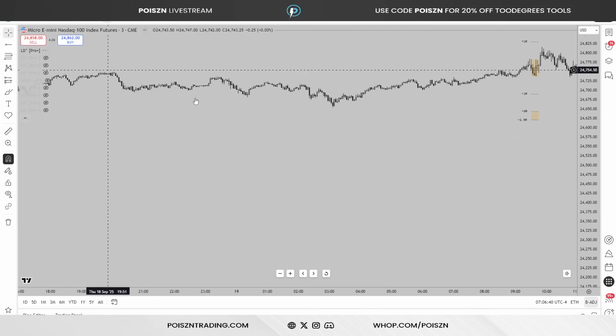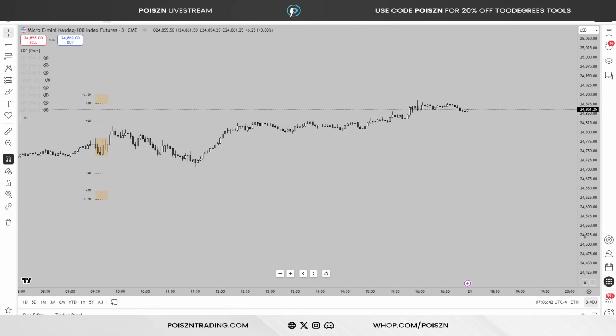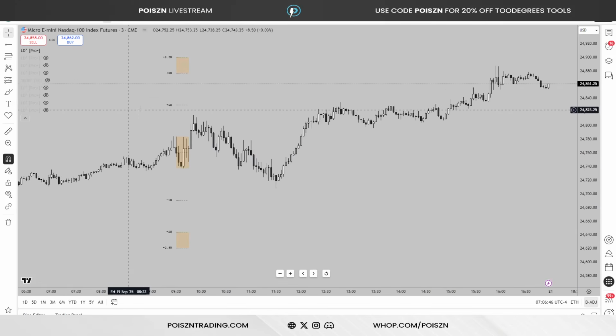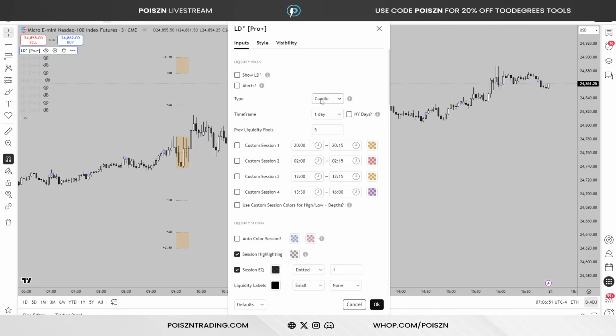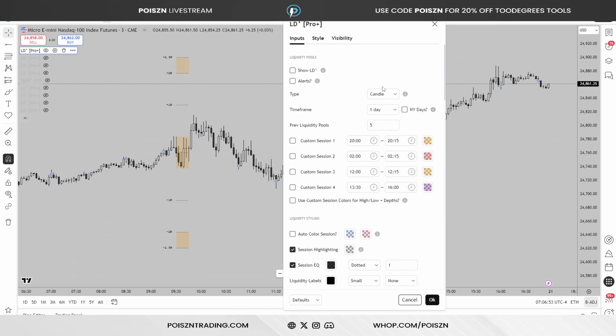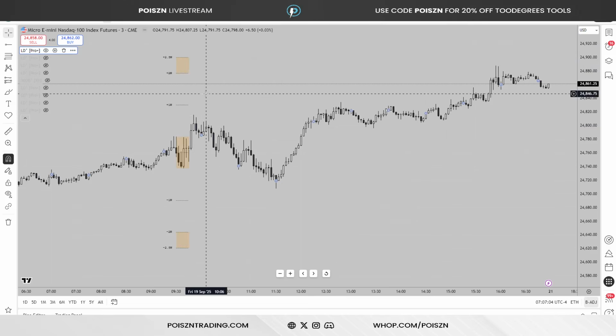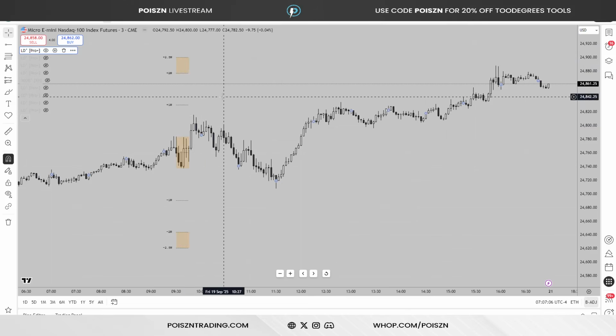What we would use this indicator for is to plot the range, right? So the indicator, the Liquidity Depth Pro Plus, would allow us to have custom ranges, but more specifically, it would allow us to have custom deviations that we could use here. So this is the introduction to ranges and range deviations.